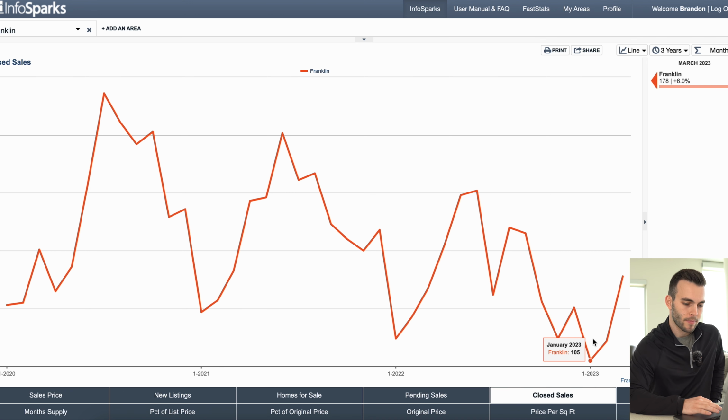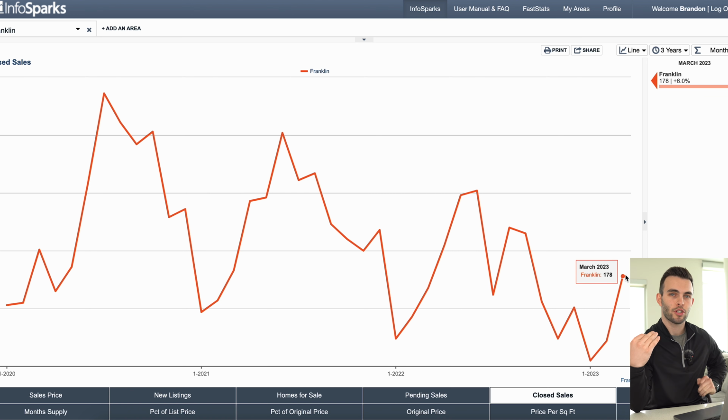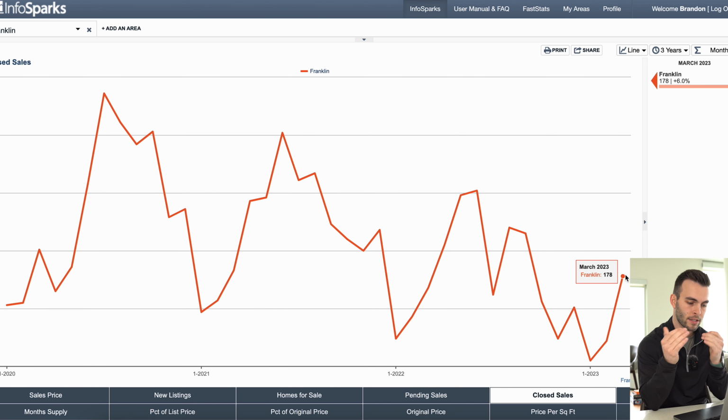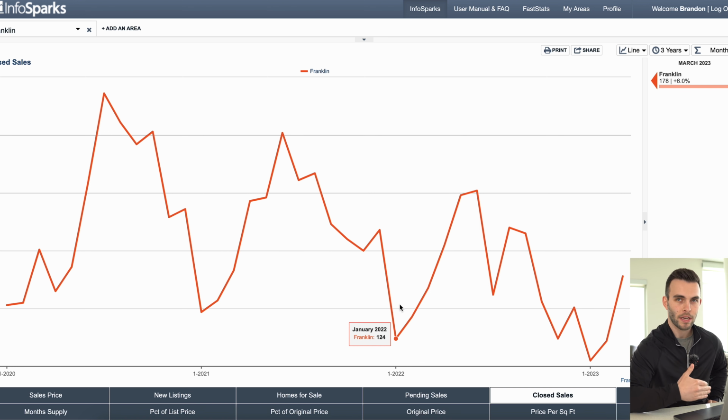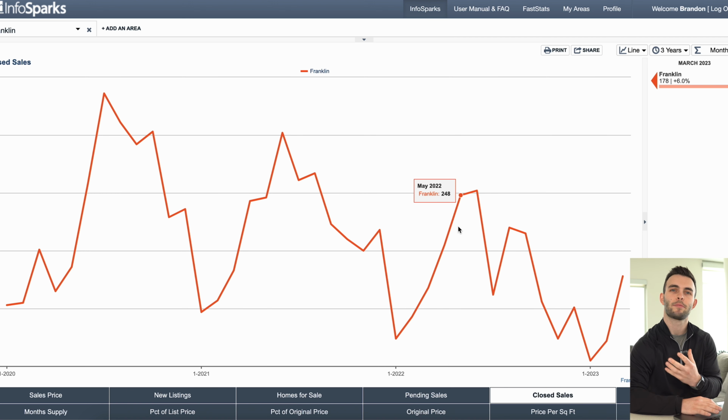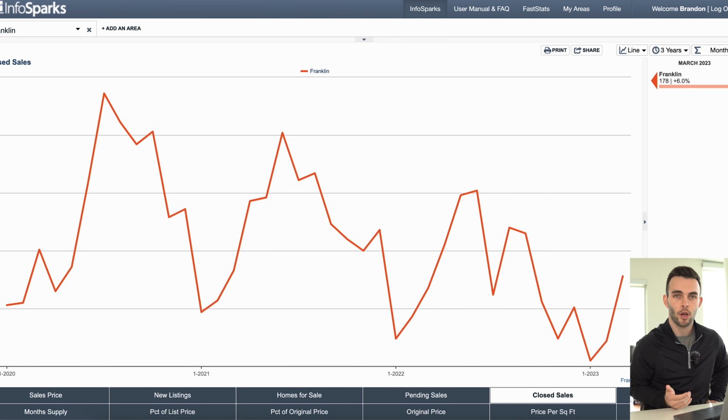Now, as you can see, January of 2023, 105, 122 in February, 178 in March. So we're increasing here, but I like to compare this to last year going into the spring market. This is closed sales that we're talking about. So January 124 compared to 105 in 2023. This is 2022, February 143. And as you can see, going into the spring market, you're seeing a big spike in closed sales. To follow typical trends, you should continue to see that going into our spring market, and that's what I am expecting to see.